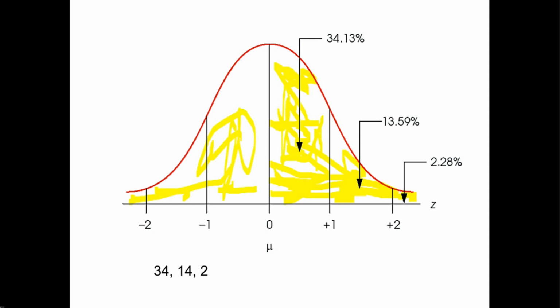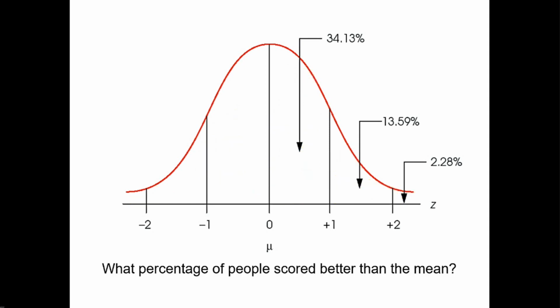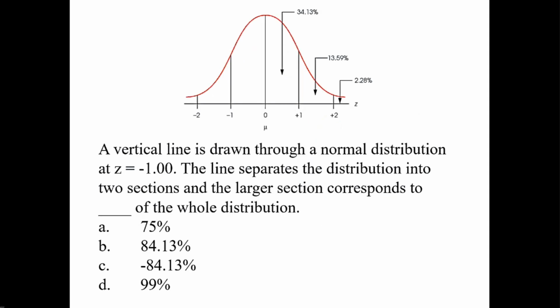So I'm going to go into some questions, and this one I just answered. What percentage of people scored better than the mean? So 50%. I add 34, 14, and 2 up together, and I get 50%. So 50% scored above the mean.